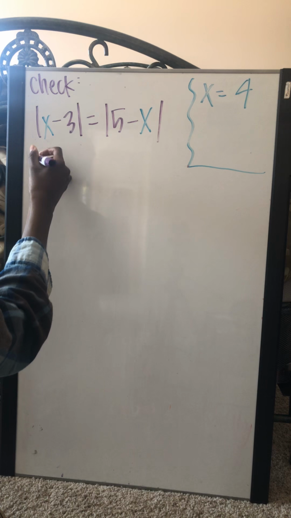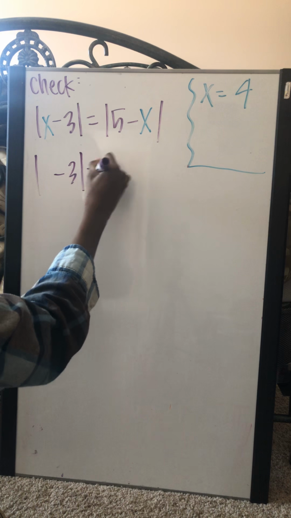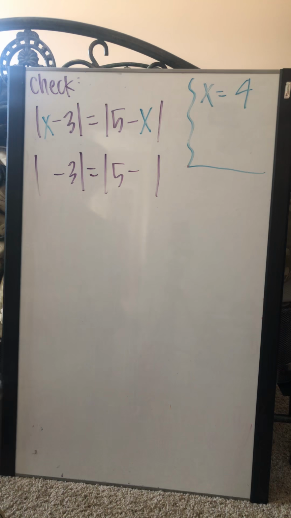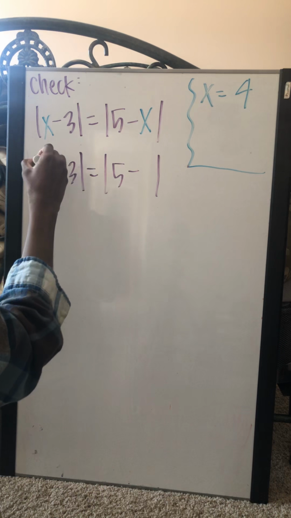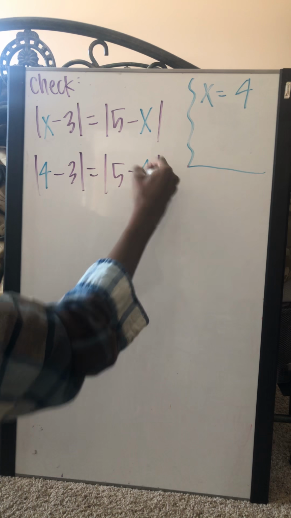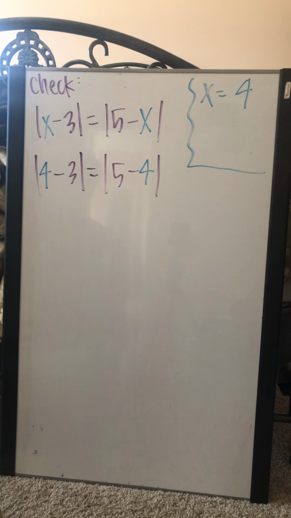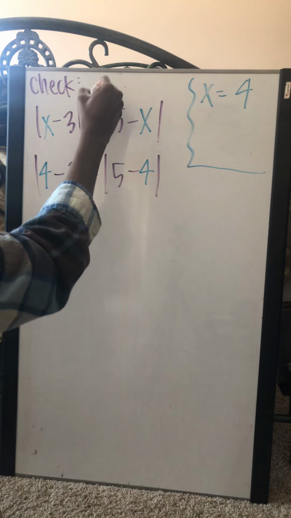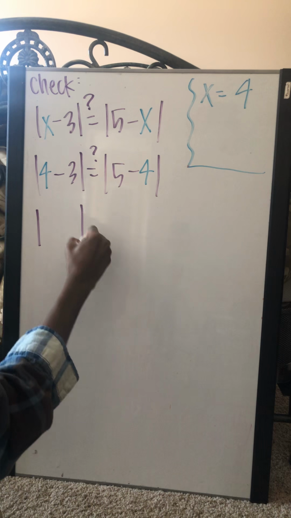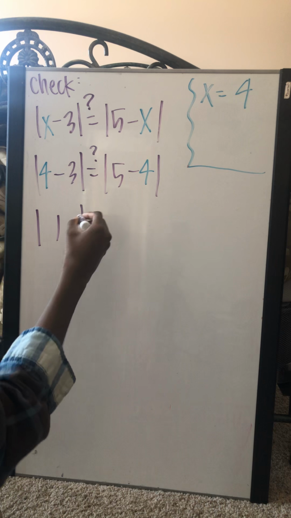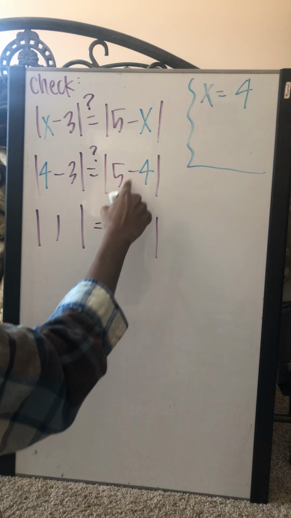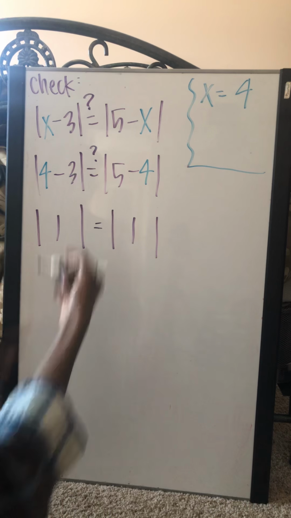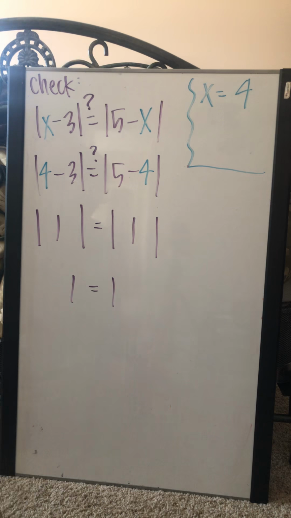Alrighty, so we take our original problem, and instead of x, all we're going to do is write 4. Whenever you plug in, you should use parentheses, but if you're catching on how that works, because it's just a positive, it's not really going to do anything, so you can just write the 4. Okay, and then we can go from here. So on the inside of the absolute value, we have 4 minus 3, which is 1. And then over here we have 5 minus 4, which is 1. And the absolute values of 1 are both 1. So this actually does check out. So the answer is for sure 4.